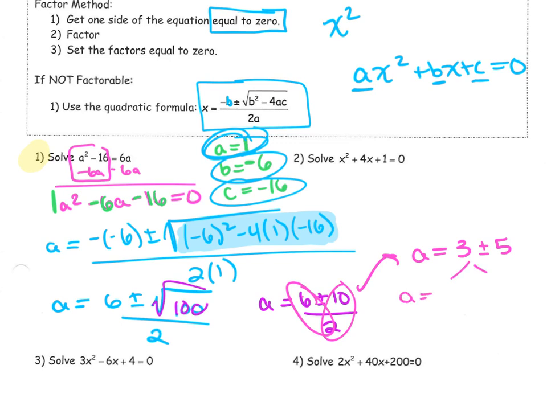And now let's split our terms. We have one with 3 plus 5, the other one with 3 minus 5. a equals 8, and a equals negative 2. So granted, you could have factored this, but I just wanted to show you how to do this with the quadratic formula.